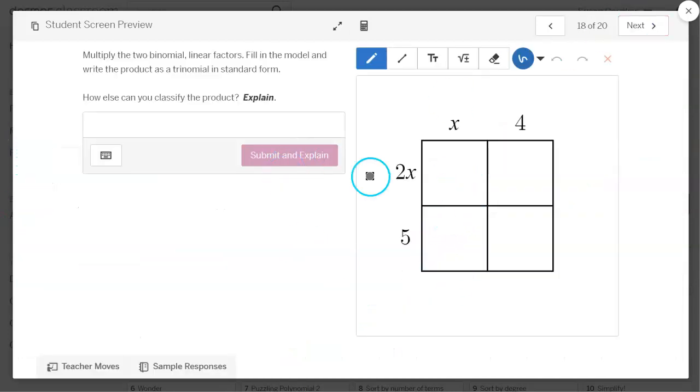Okay, finally we've got just the box. Multiply the two binomials, fill in the model, write the product as a trinomial in standard form. How else can you classify this product? So, what type of function is it? What degree is it? So, have them talk about those things. We're using those terms a lot. That's kind of the whole point of the lesson, is not just to actually practice adding, subtracting, multiplying polynomials, but also to use the vocabulary with polynomials.